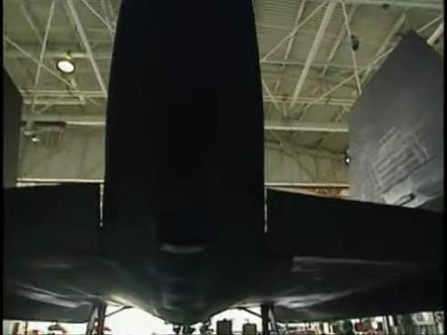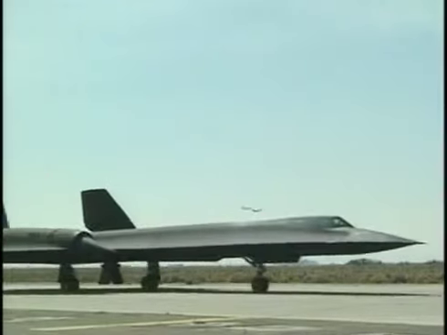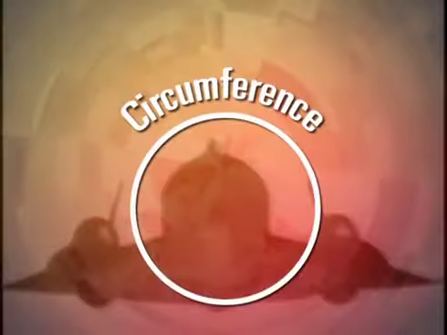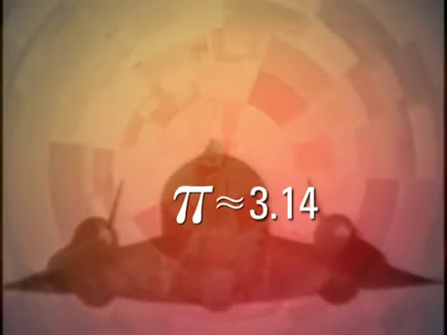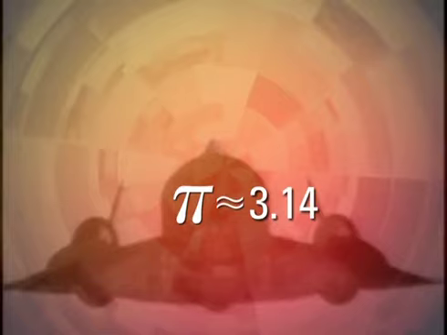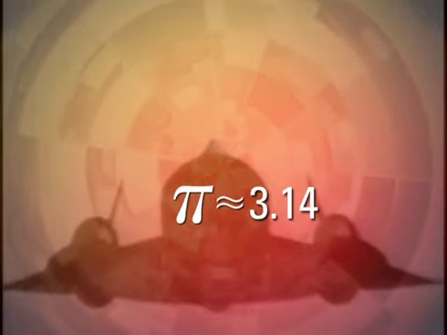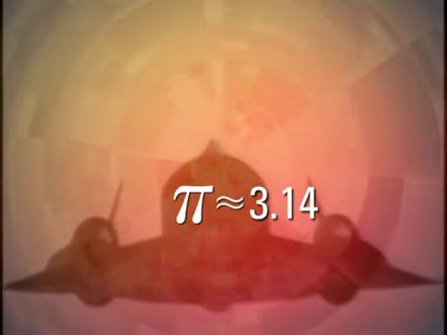Numbers play important roles in the aircraft's design and dimensions. To fit equipment, measure arc lengths, or make many other calculations, engineers often use a number called pi. Pi is the ratio of the circumference of a circle to its diameter. This ratio is approximately 3.14, and it stays constant no matter the size of the circle.